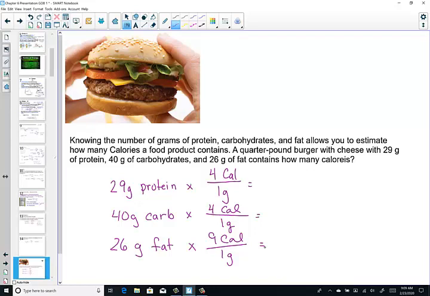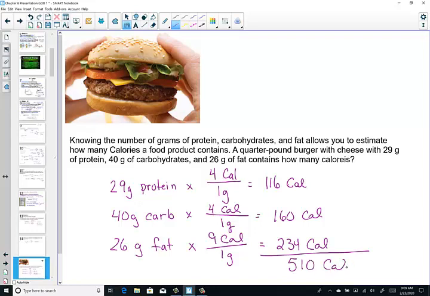Let's go through and find each individual's contribution to the total. 29 times 4, so from proteins we're getting 116 calories. 40 times 4 gives us 160, the contribution from the carbs. And 26 times 9 gives us 234 calories from the fat. So the total is that sum, 116 added to 160 added to 234. There's 510 calories in our cheeseburger. Still looks delicious, don't you think?